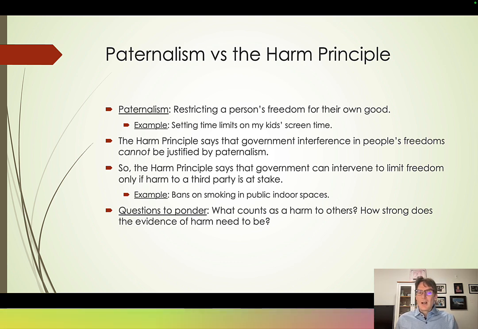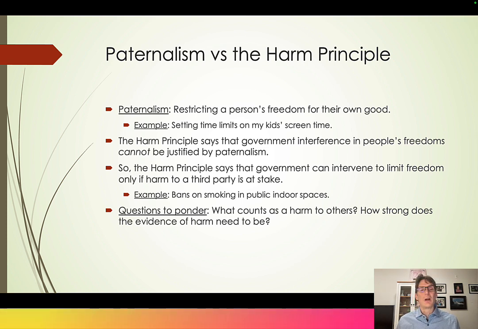So what that suggests is that if the harm principle is going to rule anything out, if it's going to eliminate any things that the government might possibly do, then what counts as a harm to others has to be restricted, and cost to the healthcare system maybe shouldn't count as harms to others. A second question is, how strong does the evidence of harm need to be?